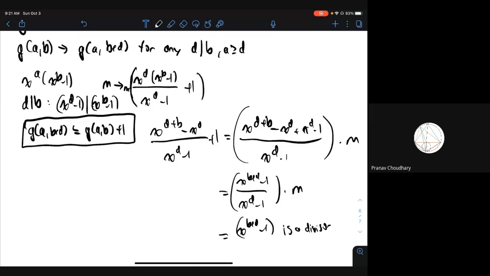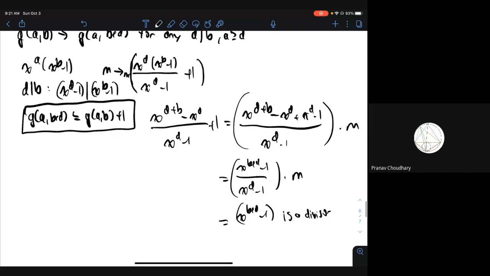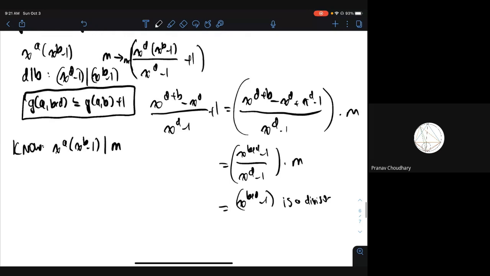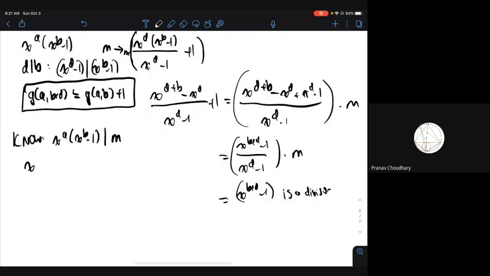Okay, yeah. So what we know is that x to the a, x to the b minus 1 divides m, right? This is our standing assumption. We're assuming this is true so far. Okay, so then from here, x to the d minus 1 divides x to the b minus 1, because d is a divisor of b, right?